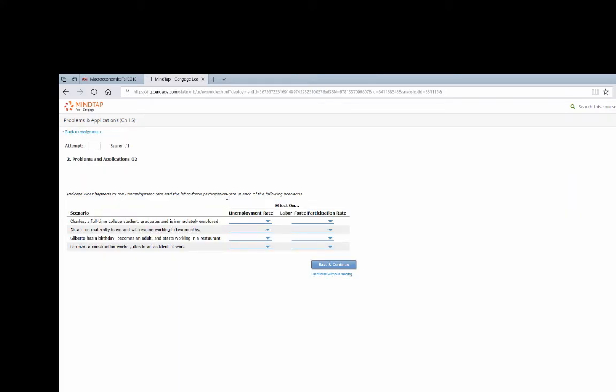Okay, question number 2 is just some practice about unemployment rate and the labor force participation rate. So let's just do a couple. So it says, Charles, a full-time college student, graduates and is immediately employed. So the question is, what immediately happens? So immediately, if he was a full-time college student, that would mean he initially wasn't included in the labor force. But now he's graduated, and obviously he immediately actively started looking for work.